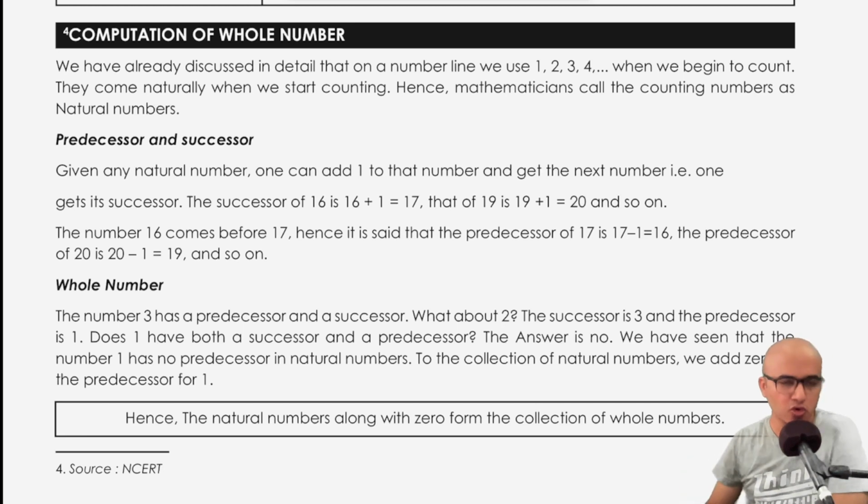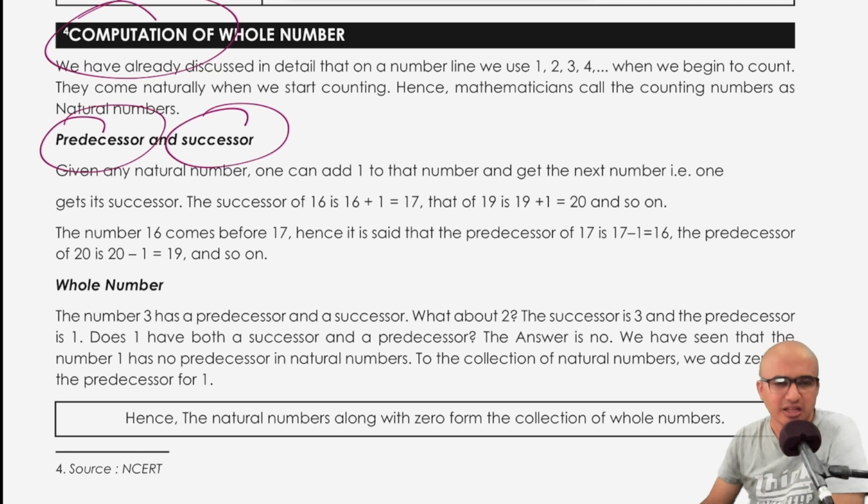Okay, now let's move on to the next topic, which is the computation of whole numbers. Under that, we have the first main heading, which is the predecessor and the successor. It's a very simple concept. Let's say you've got your favorite number, right? Cool. Now, if you add 1 to it, you get what's called the successor.